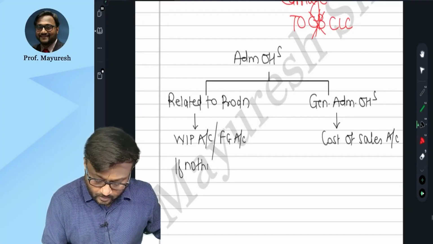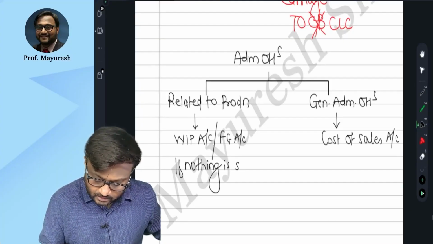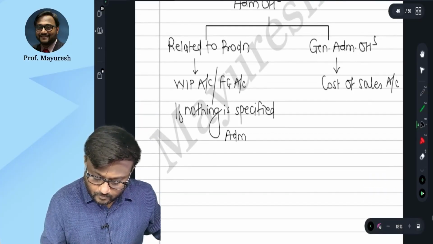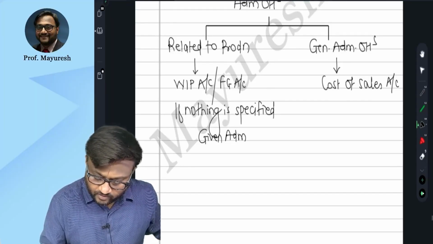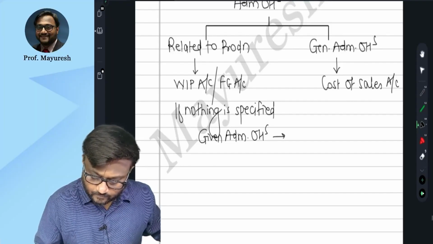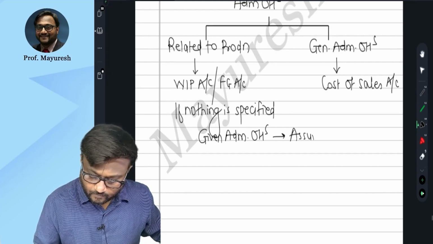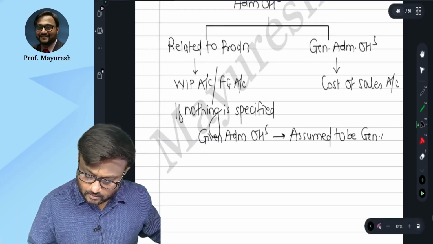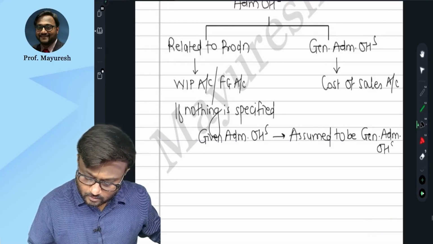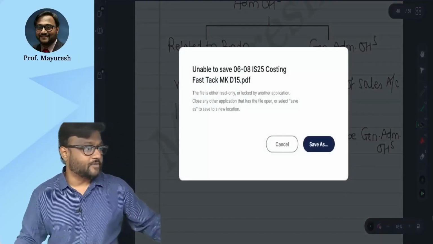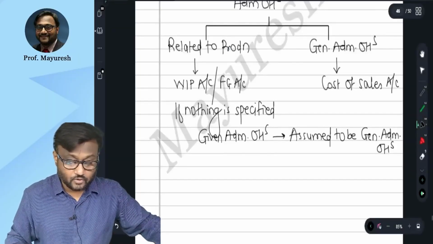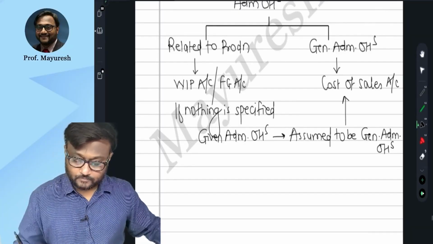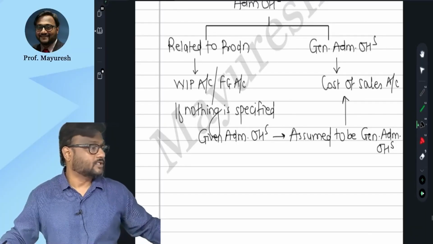If nothing is specified, your given admin overheads will be assumed to be general admin overheads, and if it is general admin overheads, you know what is to be done. If it is your general admin overhead, it will be posted to cost of sales. I hope this is clear.